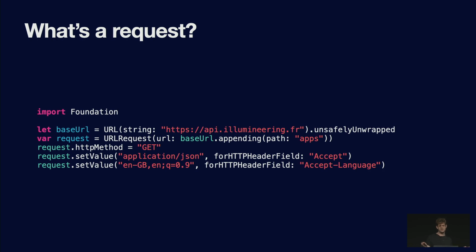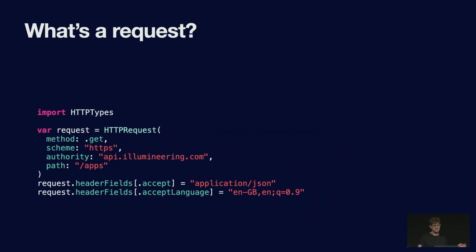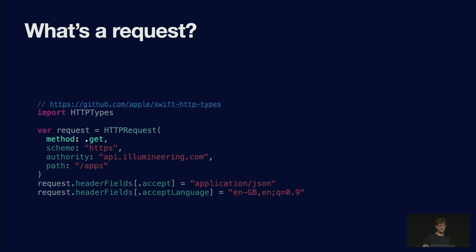It's pretty messy to explain like that, so I'm going to use HTTP types. HTTP types is a library from Apple. It gives a representation of HTTP in a more strongly typed manner. So an HTTP request has some kind of method that is called an HTTP verb, like get, post, and others.